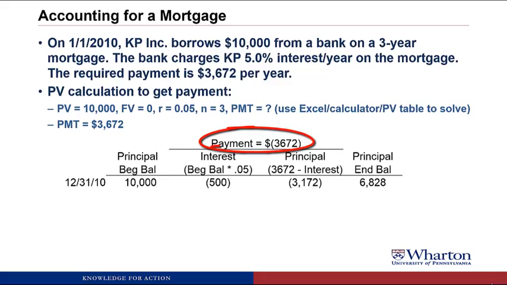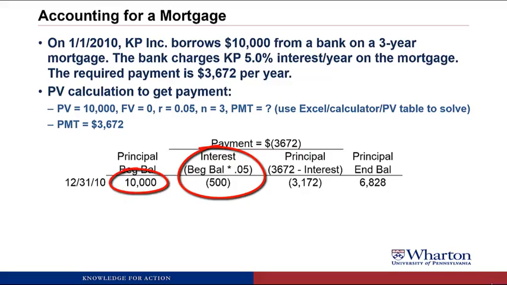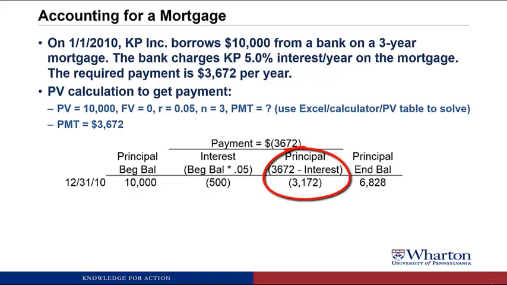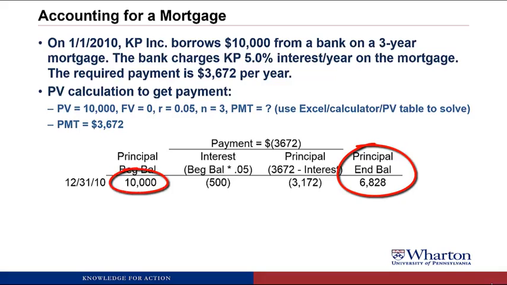Now that payment is going towards principal and interest. So first you calculate the interest portion of the payment. You take the beginning balance, which is $10,000, times the 5% annual interest rate. And so what we owe in terms of interest for the first year is $500. So how much principal are we paying? It's the difference between $36.72 and $500 of interest, which means we're paying $31.72 of principal. So if we're paying that much principal, that means that after the payment, the ending balance in our principal, our mortgage payable, will be $68.28, which is $10,000 minus $31.72.